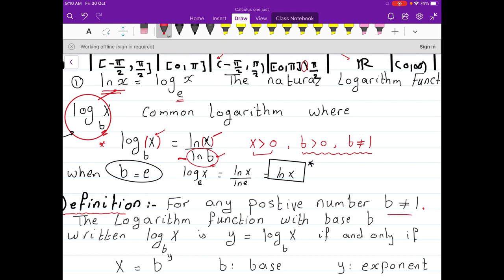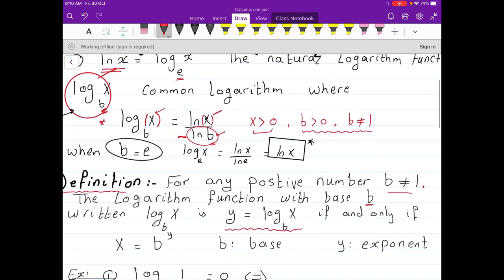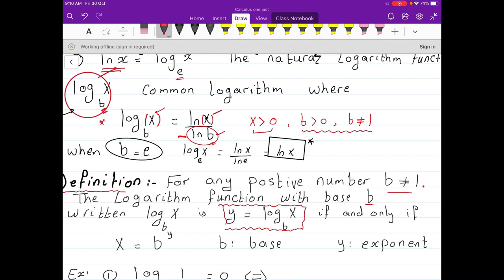The logarithm function with base b, written as log x for the base b, is y equal log x for the base b if and only if this function is written equivalently as x equal b to the power y. What is b? b is the base, and b is positive and does not equal 1. So b is the base and y is the exponent, that means it is a power.